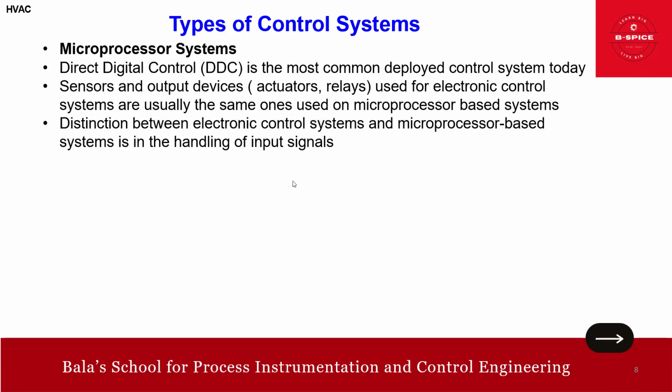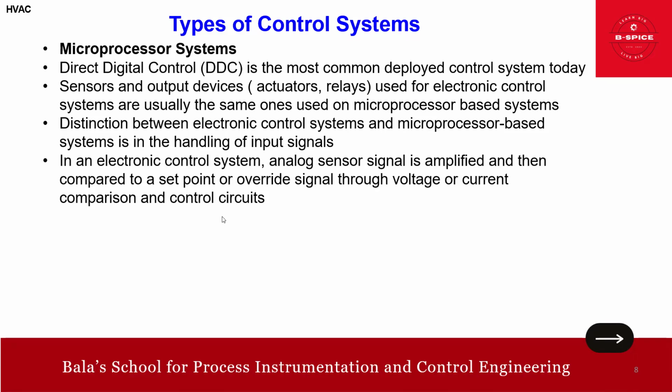The distinction between electronic control and microprocessor systems is in the handling of the input signal. In an electronic control system, the analog sensor signal is amplified, right? And then compared to the set point, right?